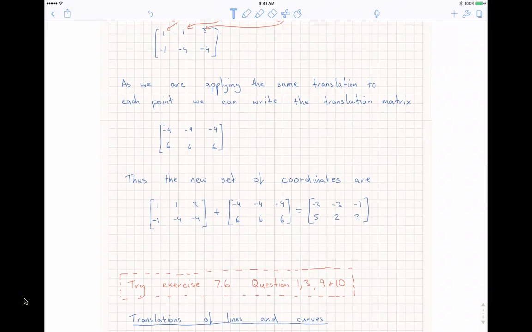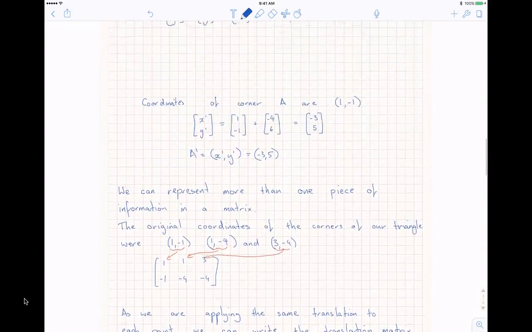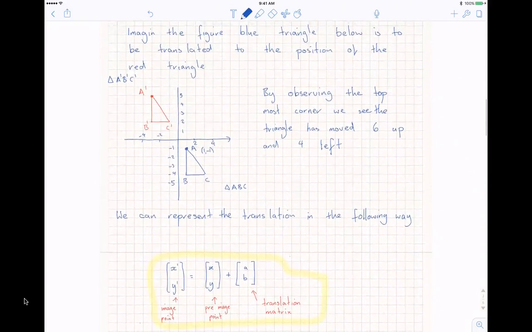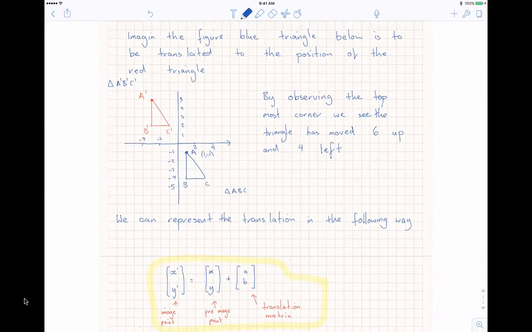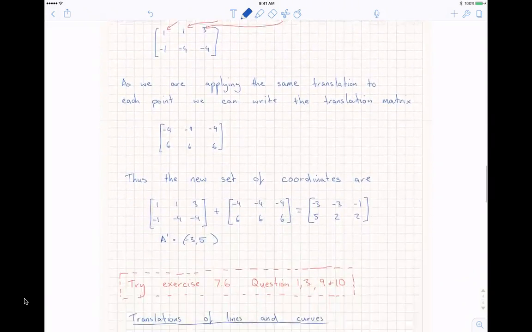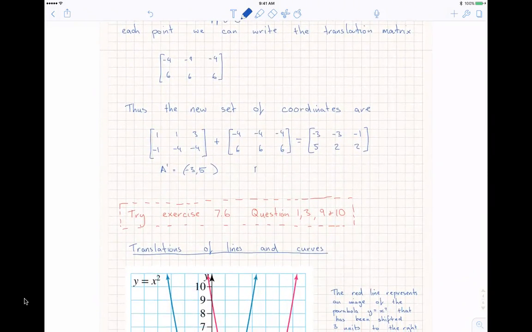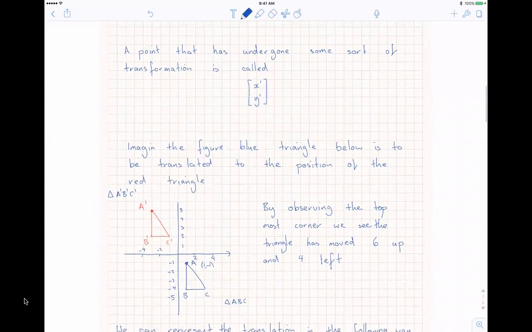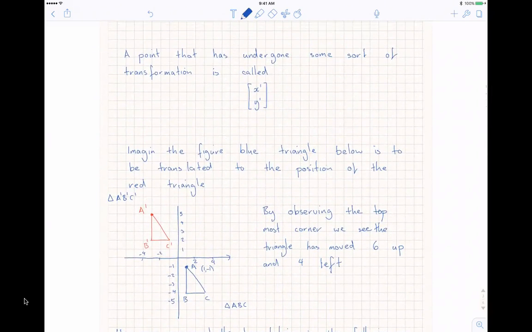So point A dashed is, as we've worked out before, minus 3, 5. Sorry, I forgot which order I did them in. B dashed, then, is minus 3, 2. And C dashed is minus 1, 2. We can check them on our picture: minus 3, 2 and minus 1, 2.